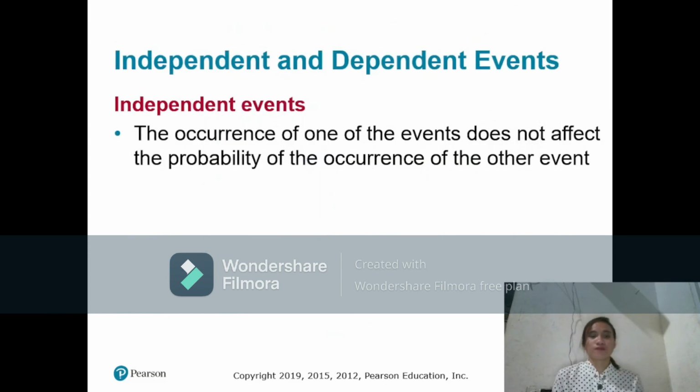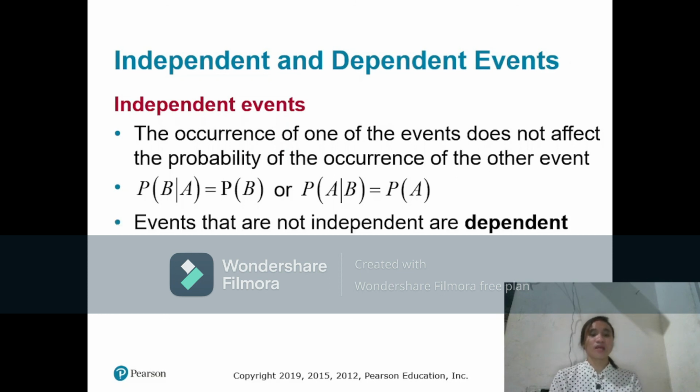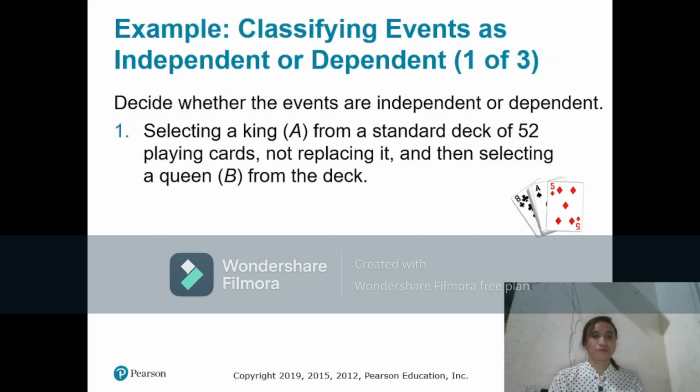Independent and dependent events. Independent events: the occurrence of one of the events does not affect the probability of occurrence of the other event. So independent events have no connection to one another. Probability of B given A is equal to probability of B, or probability of A given B is equal to probability of A. Events that are not independent are dependent.